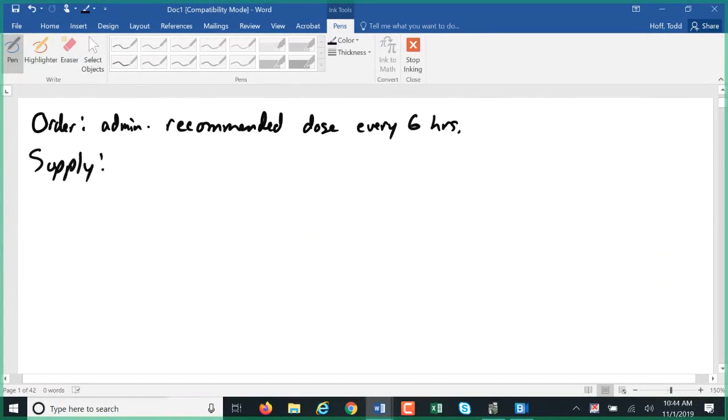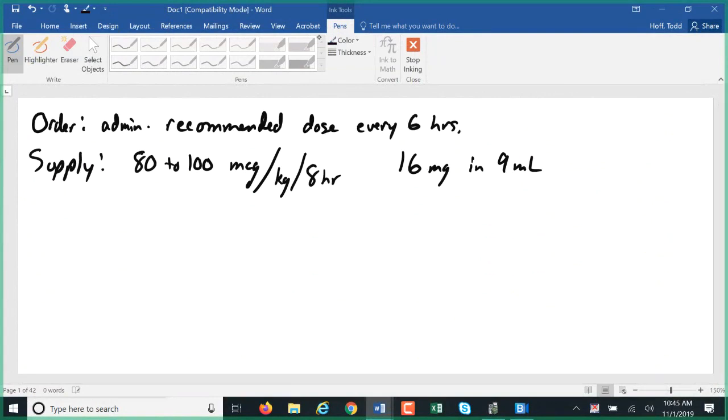So our supply, the label says to give 80 to 100 micrograms per kilogram every 8 hours. And the label says it's constituted 16 milligrams in 9 milliliters. So we want to find what dose you will administer to the patient.